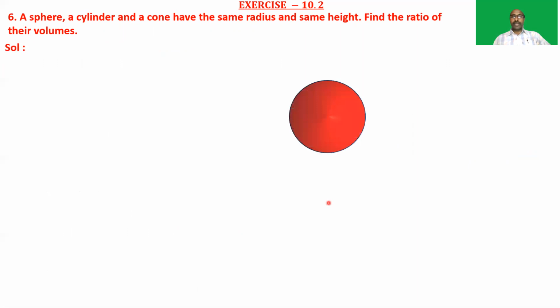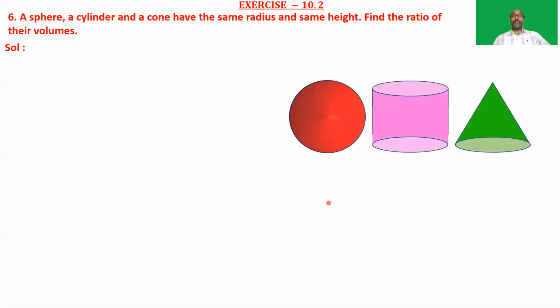A sphere, a cylinder, and a cone have the same radius and same height. Find the ratio of their volumes. So in this problem, we have a sphere, a cylinder, and a cone. And it is given that the radius of these three figures is the same, as well as the height is also the same. The height of the sphere is nothing but its diameter.